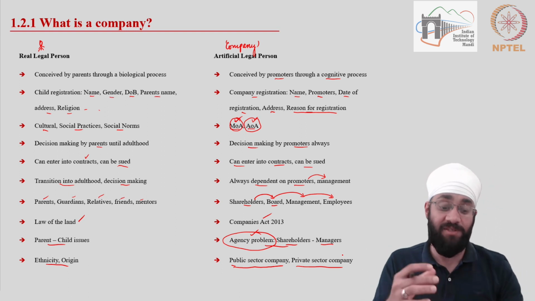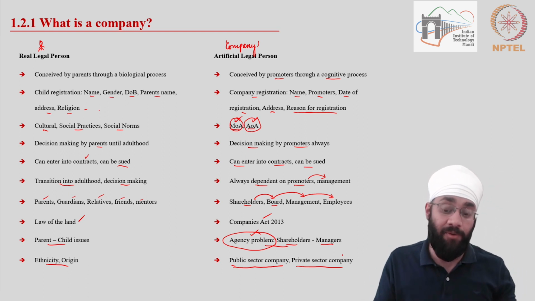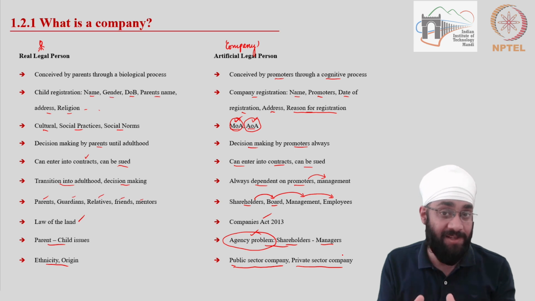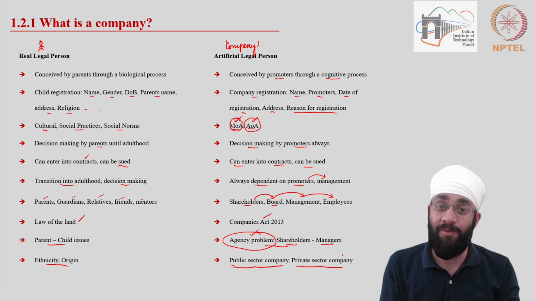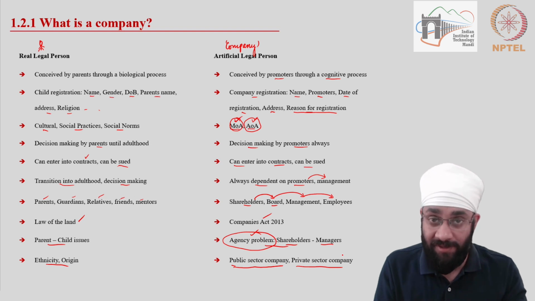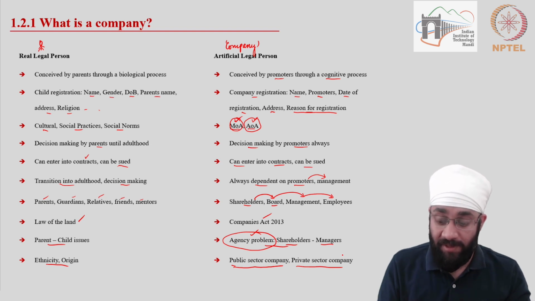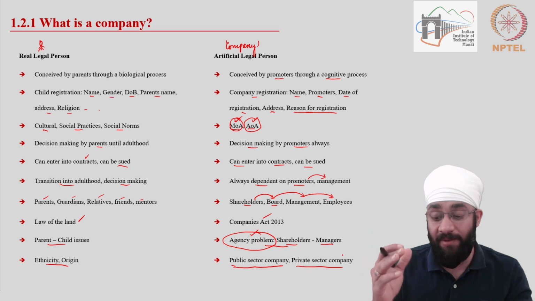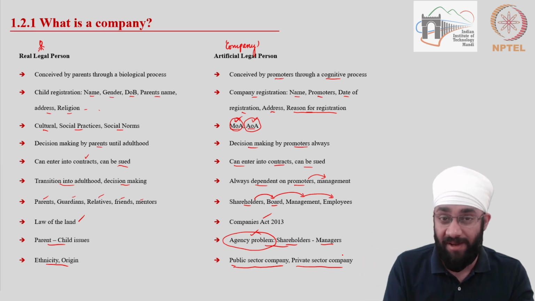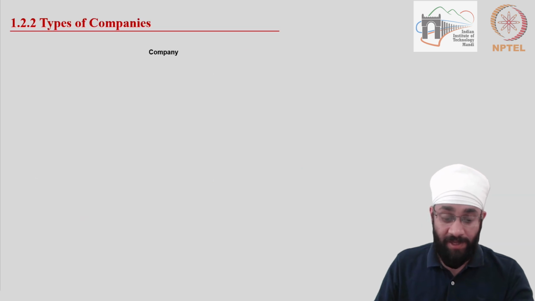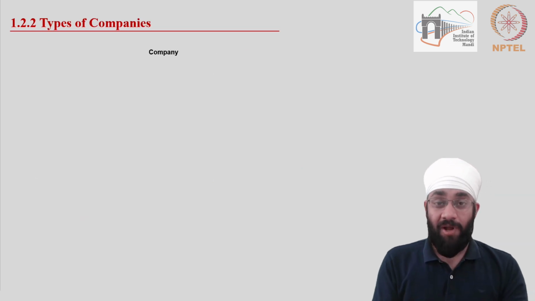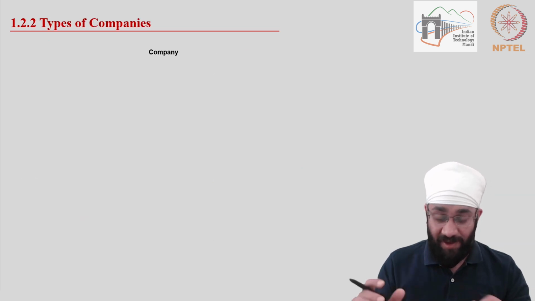So I hope through this analogy you are able to understand what a company is as a legal person. It has an identity, which exists in the eyes of law, and the company has certain rights, certain things that it can do. It can be sued and so on. Okay. Let me talk now about ethnicities of companies.